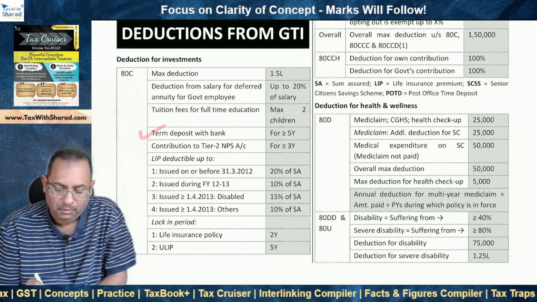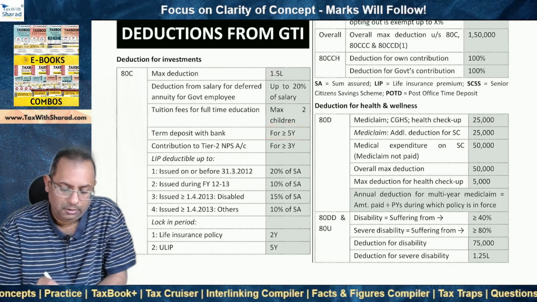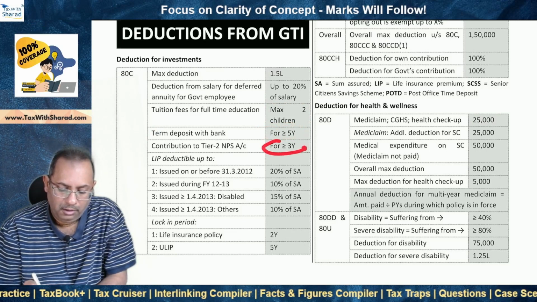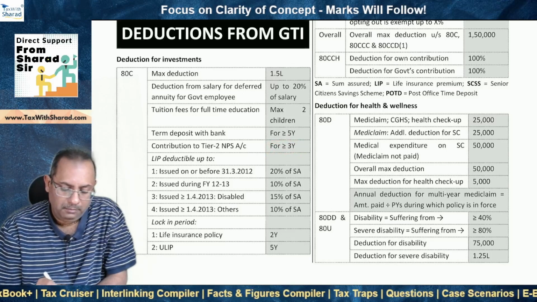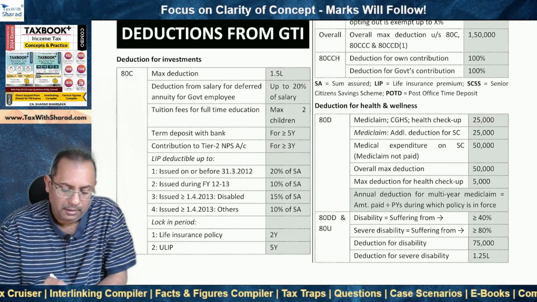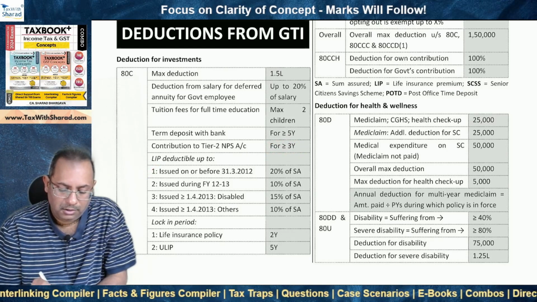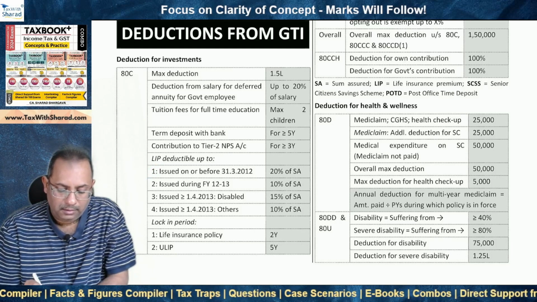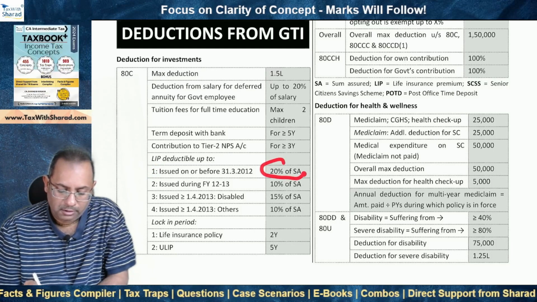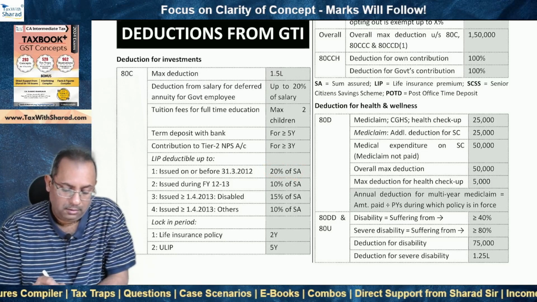Term deposit with a bank should be for 5 years or more. Contribution to a tier 1 NPS account should be for 3 years or more. Life insurance premium is deductible up to certain limits. If the policy is issued on or before 31st March 2012, the deduction limit is up to 20% of sum assured. The excess is not deductible.